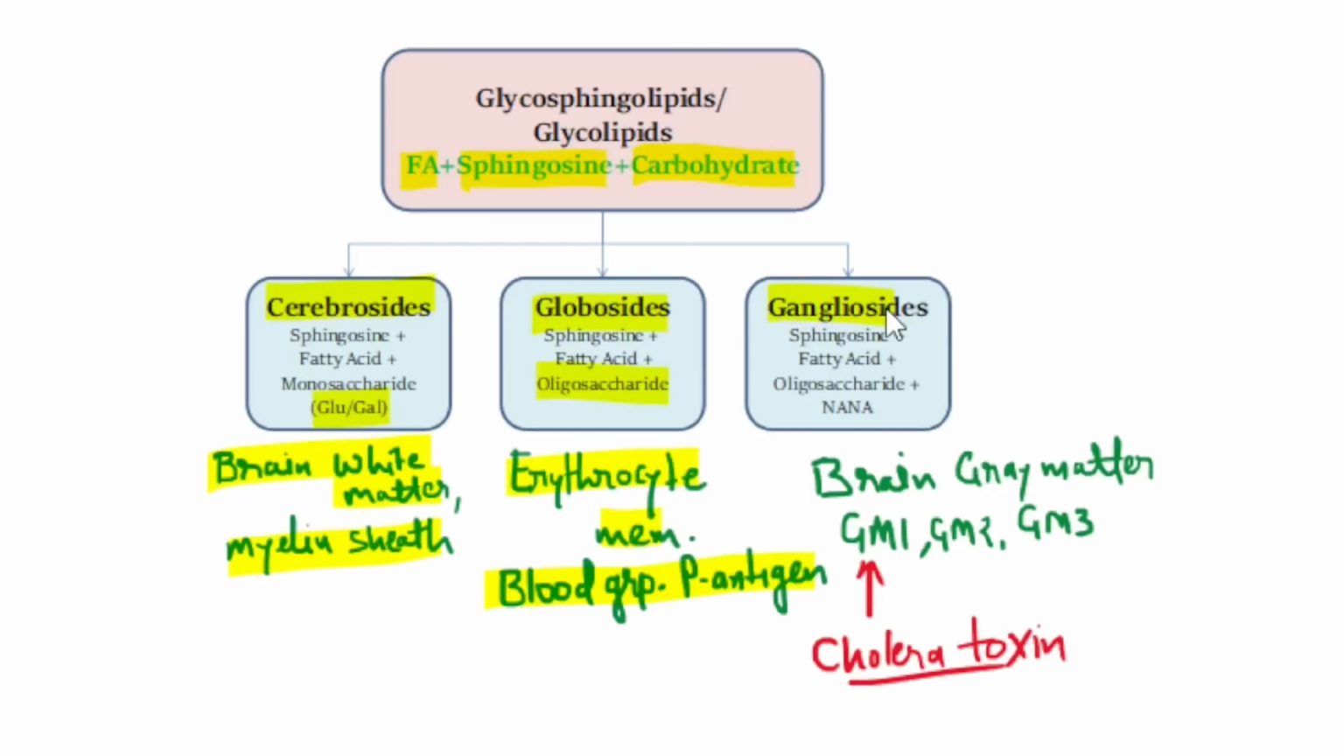Gangliosides have oligosaccharide and in addition sialic acid, which is NANA, N-acetyl-neuraminic acid. They are present in grey matter of the brain. Monogangliosides, meaning having one sialic acid, are of three types: GM1, GM2 and GM3. They are widely distributed in body tissue and act as receptors. GM1 is inhibited by cholera toxin.